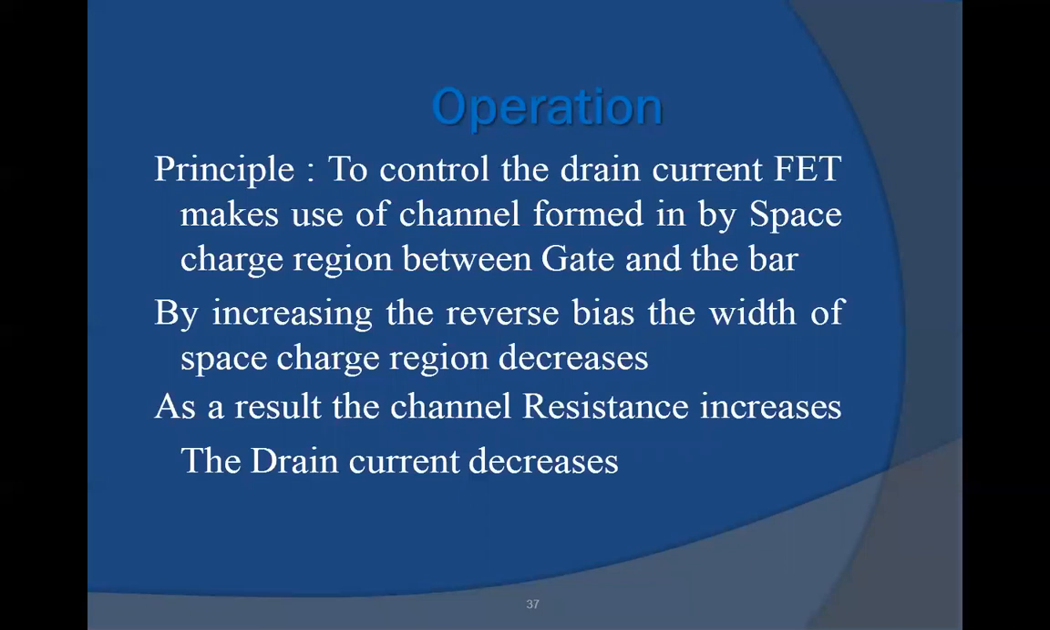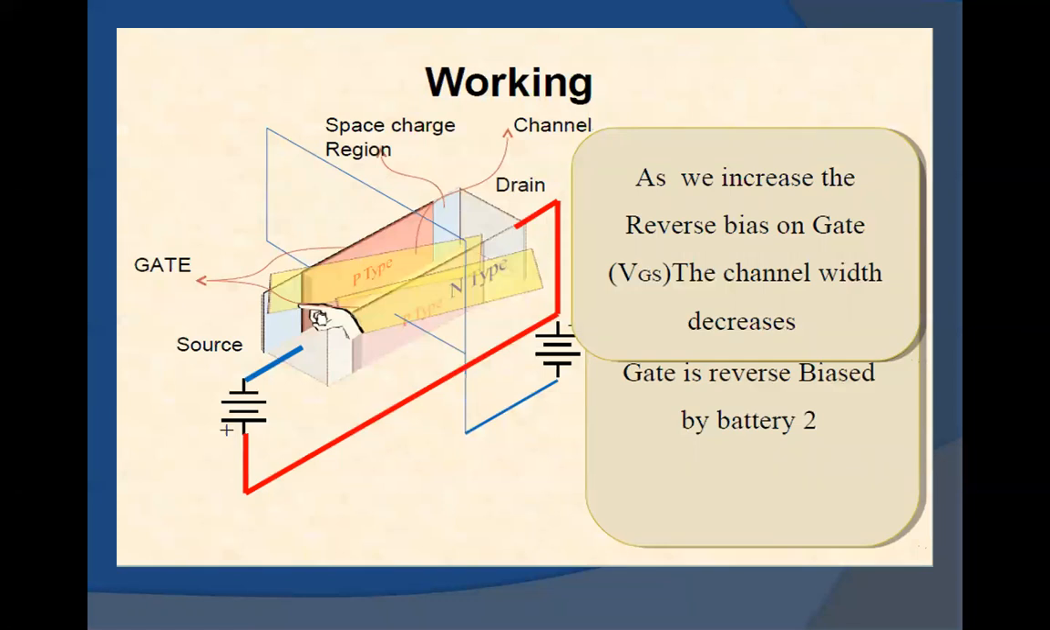The principle behind the FET is to control the drain current. FET makes use of a channel formed by the space charge region between the gate and the bar. By increasing the reverse bias, the width of the space charge region will be increased. As a result, the channel resistance increases and the drain current will decrease. Here we can see the reverse bias increasing on the gate terminal. The channel width goes on decreasing when the reverse bias on the gate is increased by battery 2.